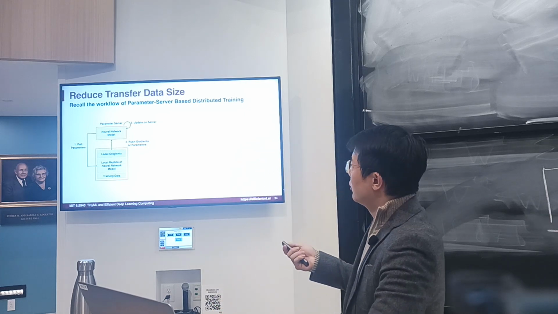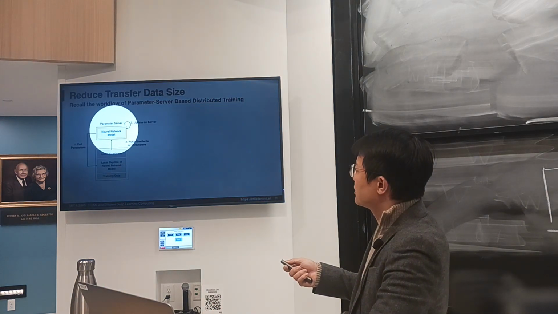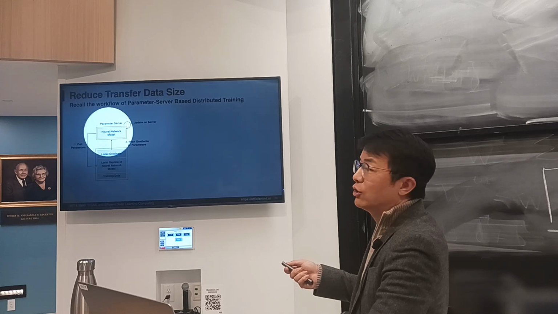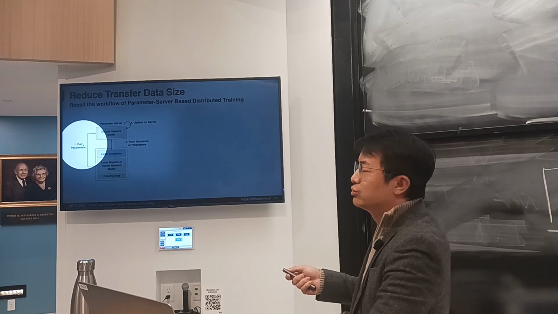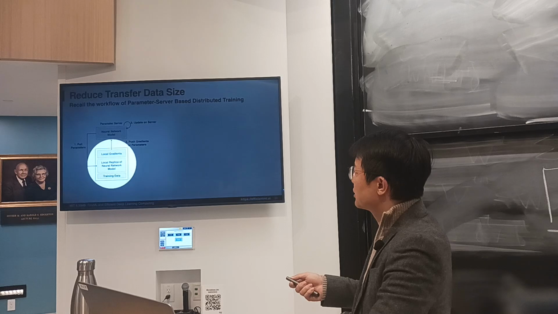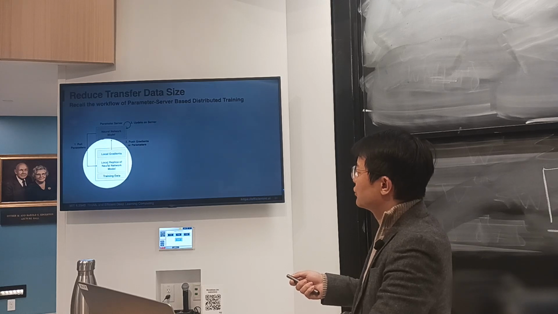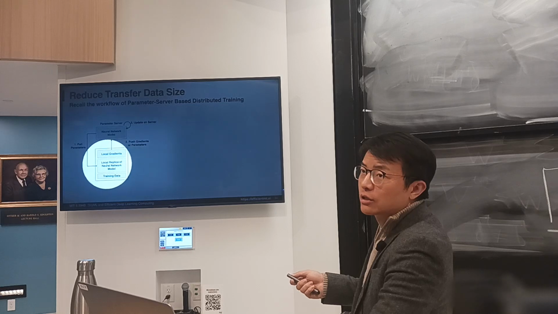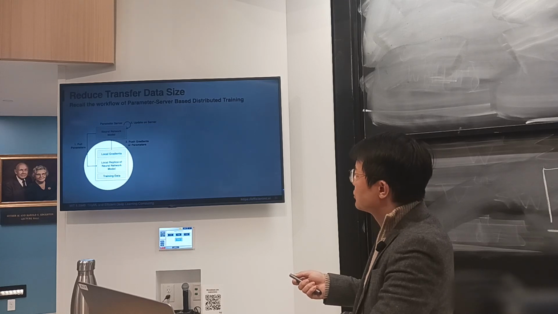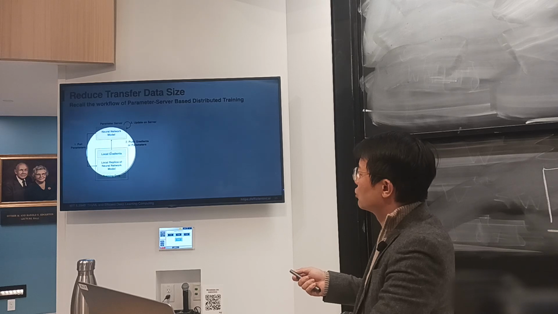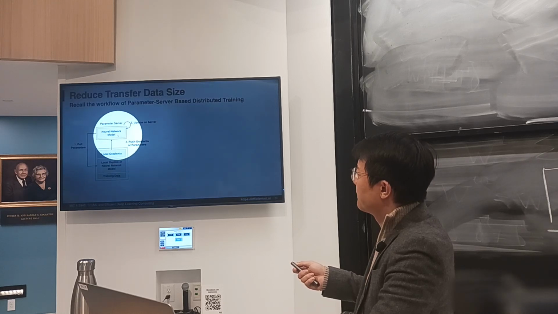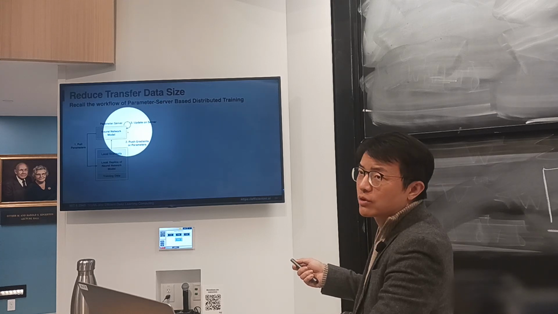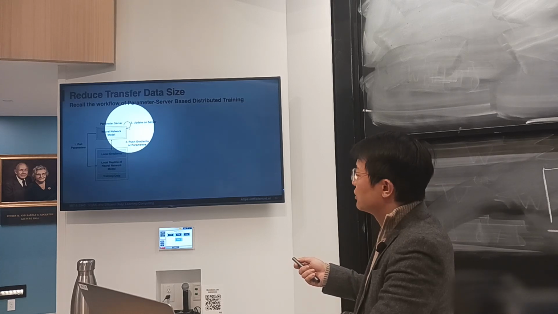Let's recall the workflow of parameter server-based distributed training. We have a parameter server that holds the neural network model. In the first step, each worker will pull the parameters and get a local replica of the neural network model. It's going to get a split of the training data, which is data parallelism. So it's going to calculate the local gradient given the training data and the model. After it completes, it will push the gradients to the parameter server. And the parameter server will synchronize across multiple workers and finally update the server.